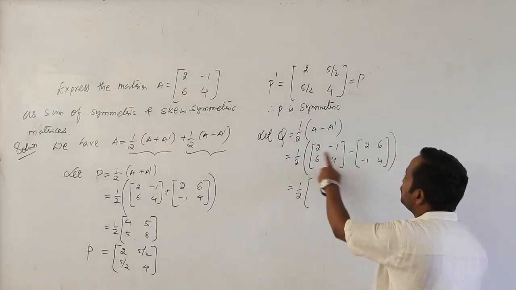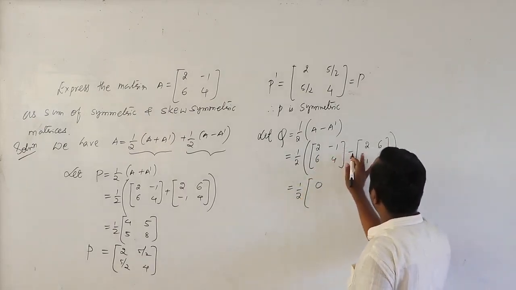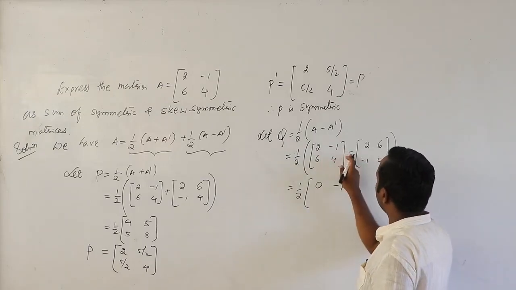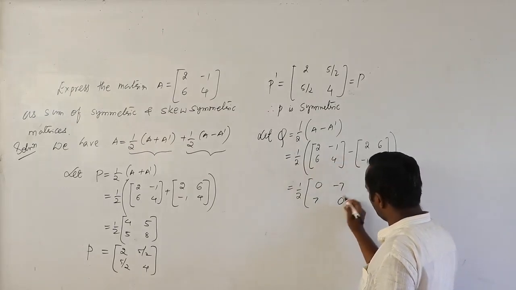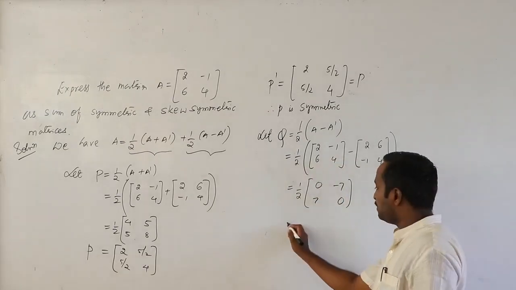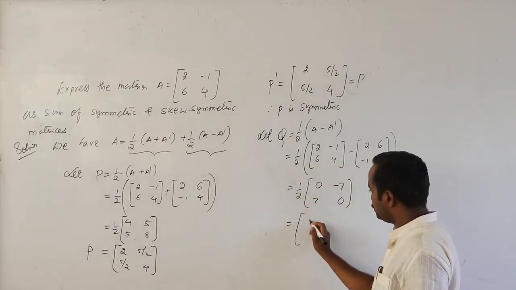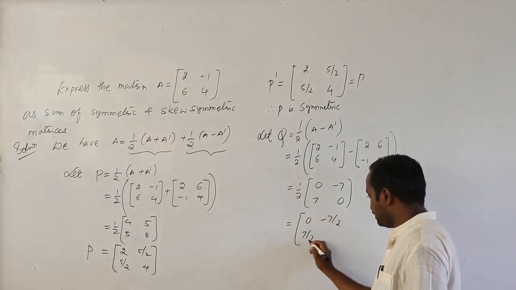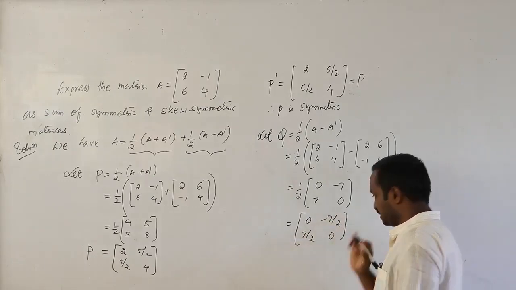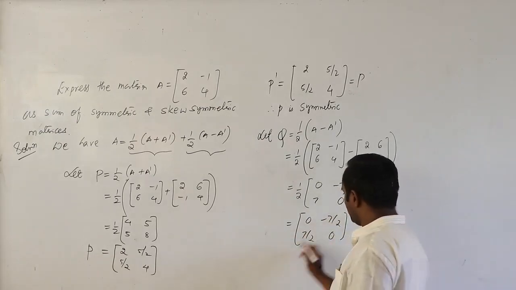Subtraction: 2 minus 2, 0. Minus 1 minus 6, minus 7. 6 minus minus 1, plus 7. 4 minus 4, 0. Okay? 1 by 2 multiplied: 1 by 2 into 0, 0. 1 by 2 into minus 7, minus 7 by 2. Plus 7 by 2, 0. Right? Taking this as Q.